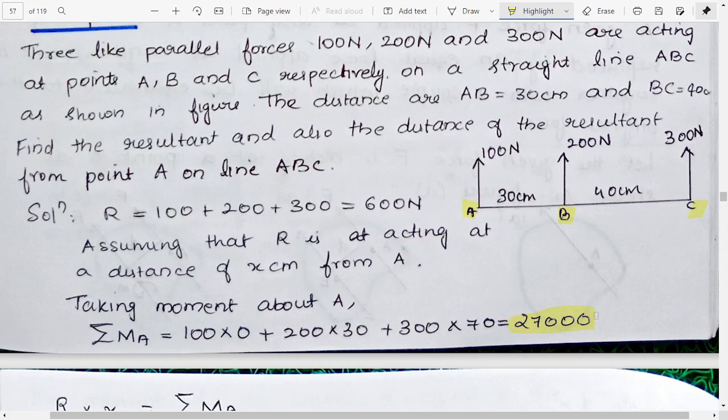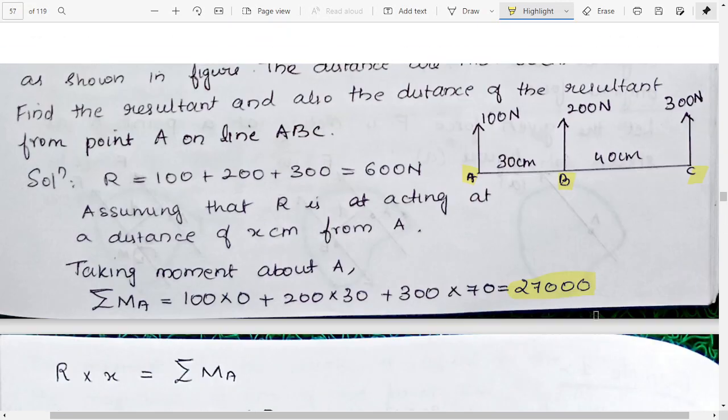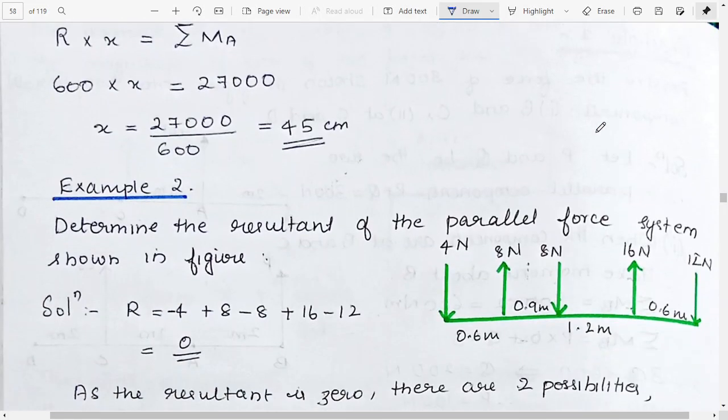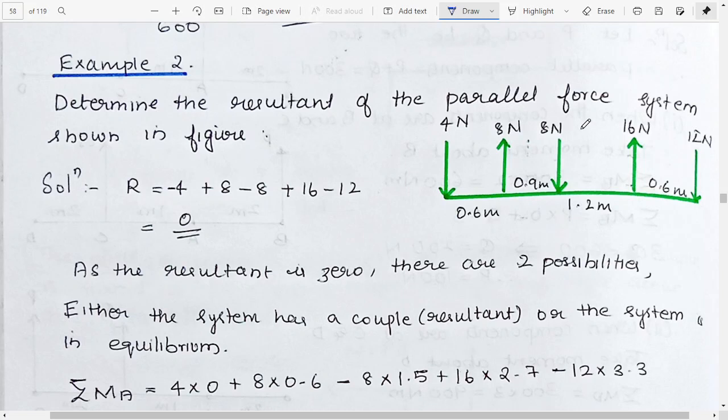Now it is easy to find x. x will be equal to 45 centimeters from the point A. So to draw the resultant, it will be something like this. As R is 600 newton and it is 45 centimeters, so it will be somewhere around here, and we can just draw it like this. So this is the resultant of all the three forces acting as a single force.